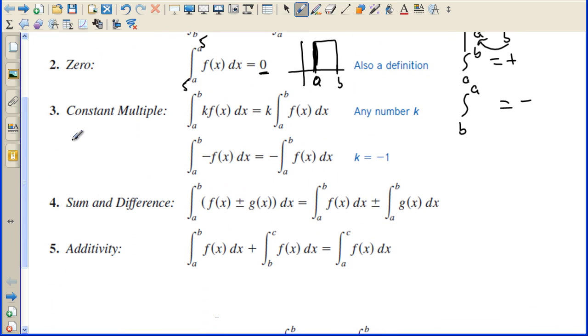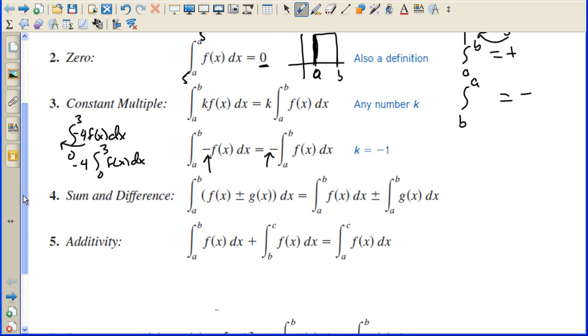Constant multiple: if you have the integral from, let's say, 0 to 3 of 4 times f of x dx, you can write that as 4 times the integral from 0 to 3 of f of x dx. So you can pull the constant out, and then you don't have to worry about it for evaluating the integral. Same thing with a negative. If this is a negative 4 in here, you could pull the negative 4 out, and that's what they're saying here. You can pull the negative 1 out.